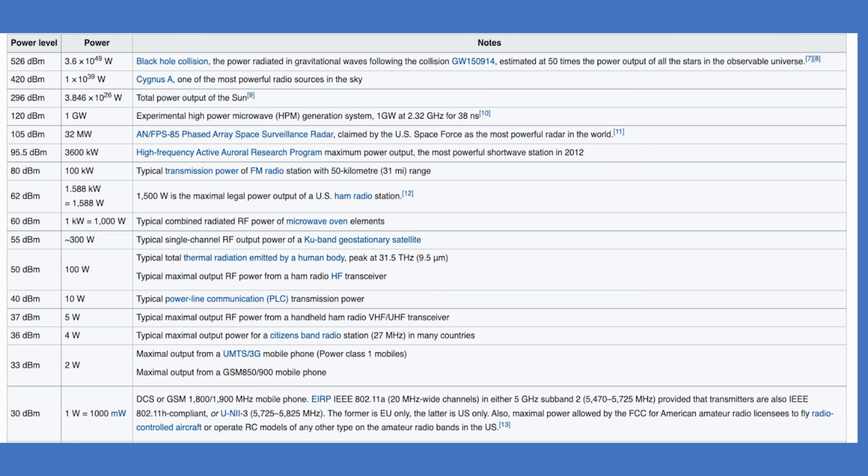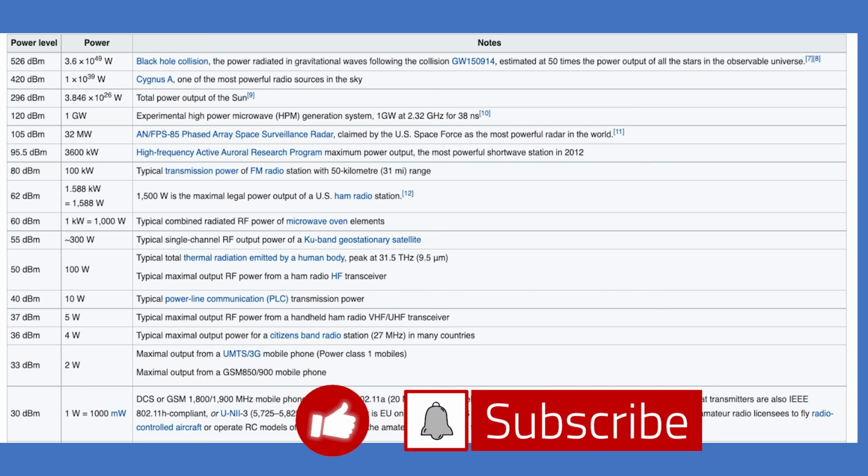dB is a relative logarithmic scale. We use it for power, but it can be used for other things. As I said, voltage as well, sound, all sorts of things. In any case, that's all I've got on this particular video today.